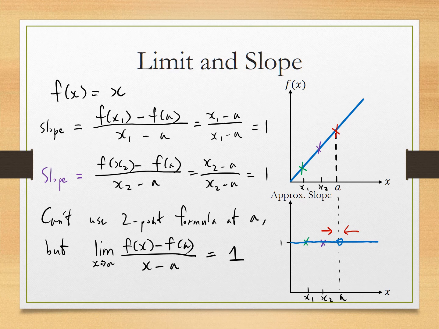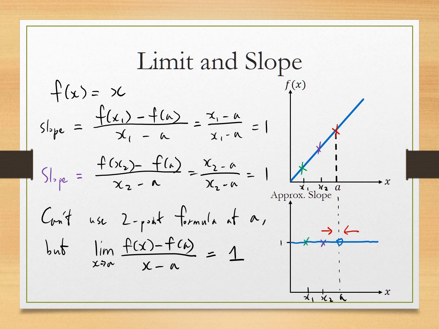The limit gives us a reasonable deduction of what the slope should be. We can't use the two-point formula, but based on the function that represents the slope, that represents the two-point formula, it's reasonable to say the function is moving towards 1. And we know this is correct. In the case of a straight line, it's quite clear that the slope should be 1 at this point. So this is actually a correct deduction.